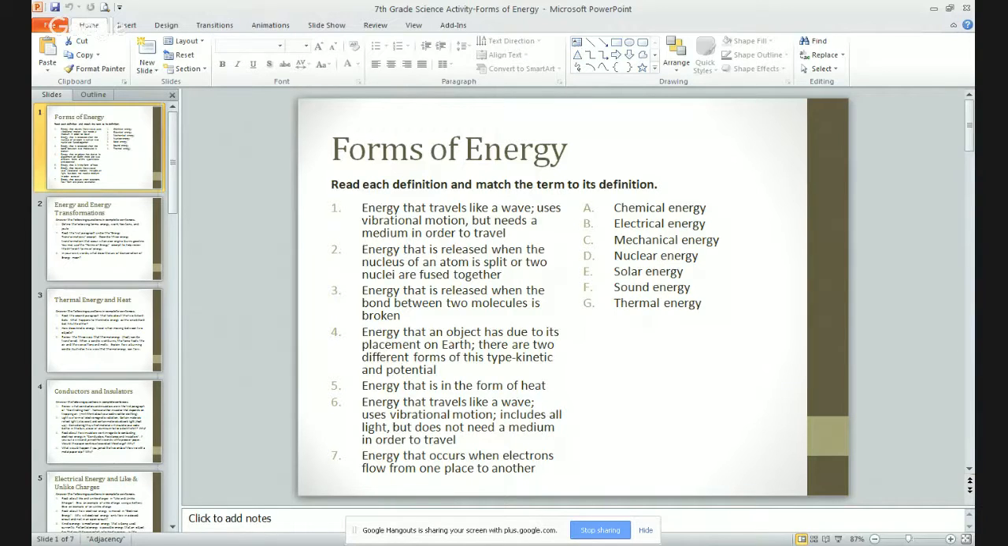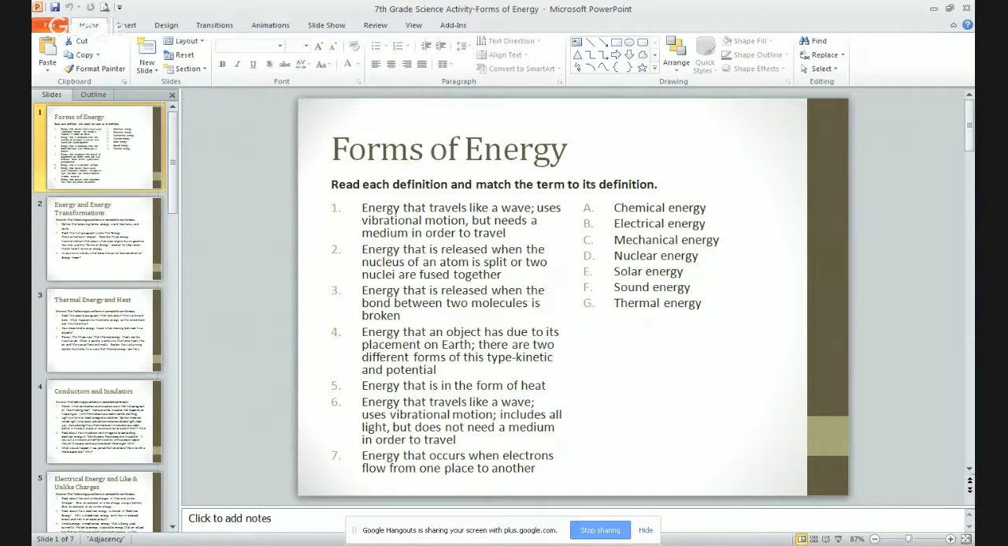Number 7, energy that occurs when electrons flow from one place to another. That would be the last one, which is B, electrical energy. So you're moving electrons from the power source, like a battery, through a circuit, and that movement of those electrons is what powers your lights to turn on. So there are more types of energy, but these are some of the big ones.